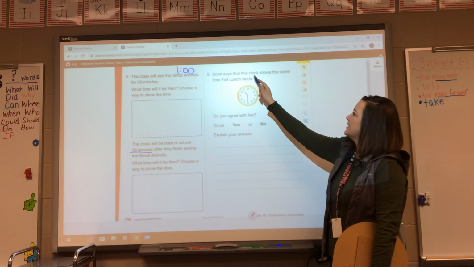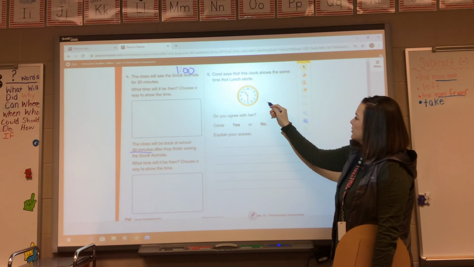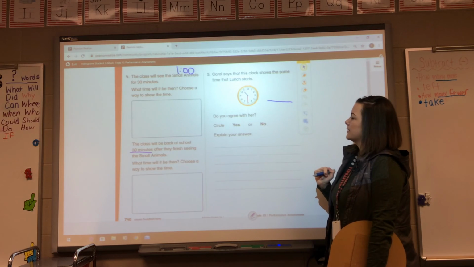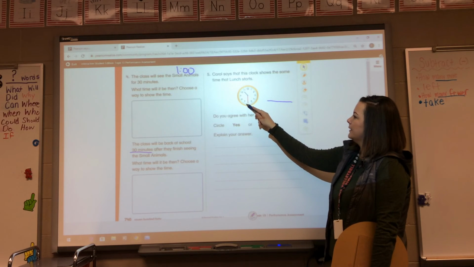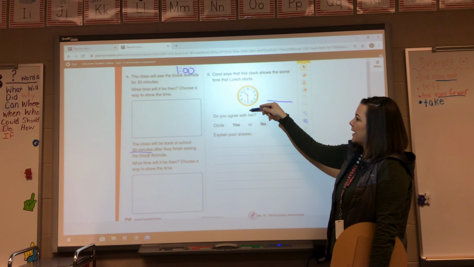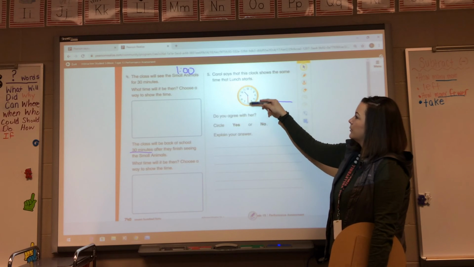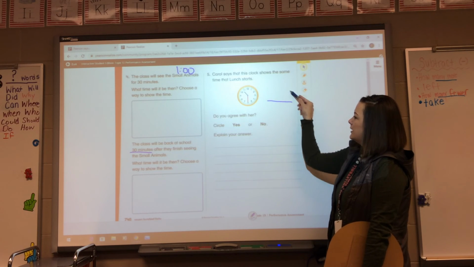All right, Carol says this clock shows the same time that lunch starts. Okay, so let's figure out what this time is. So, read your clock, little then big, paying special attention. That minute hand is on the 6. How many minutes is that? Or we've talked about it, it's half the clock or half past. So write that time right here, right now.